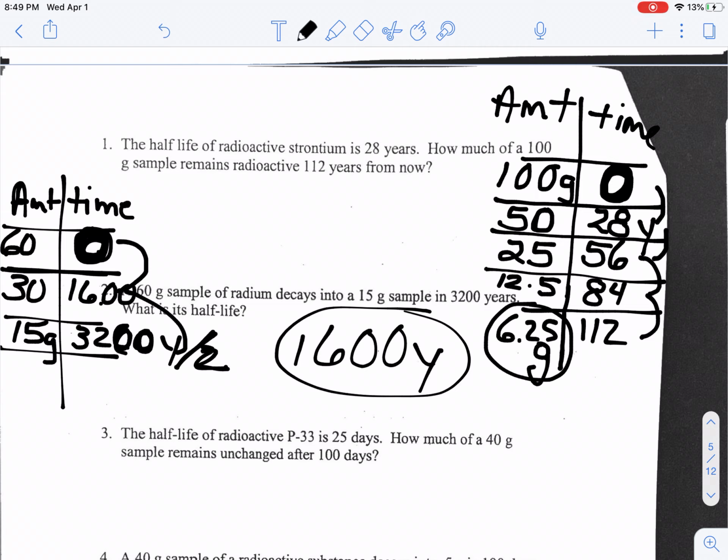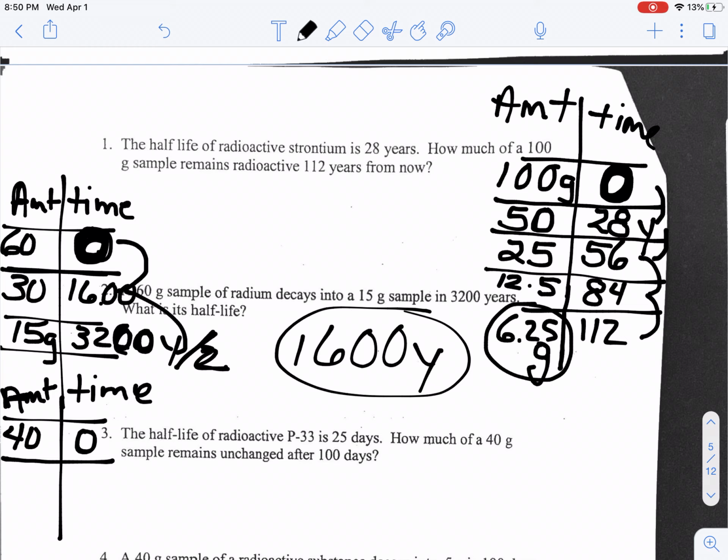Okay, let's try another one. So in number 3 then, it says the half-life of phosphorus-33 is 25 days. So how much of a 40-gram sample remains unchanged in 100 days? So again, we're starting up our chart. We're going to say that this is still the amount and the time, and I would put a 0 here. And I would say how much of a 40-gram sample, so I started out with 40 grams at time 0.